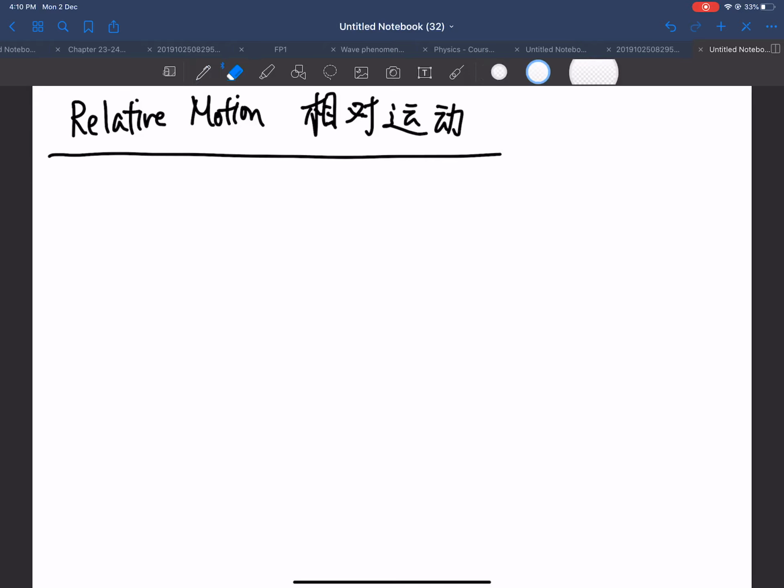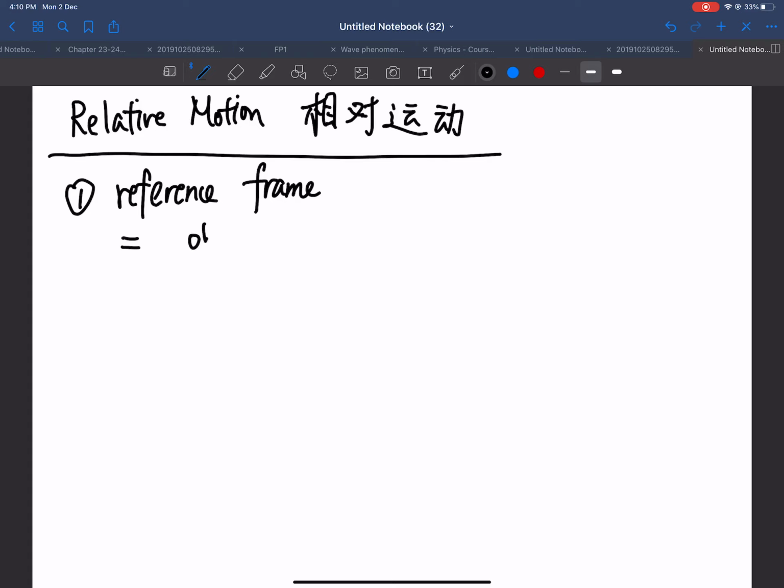So first of all, we need to introduce one concept called reference frame. Reference frame, physically, roughly speaking, is just the place where you take those measurements. So roughly, you can say this is an observer.